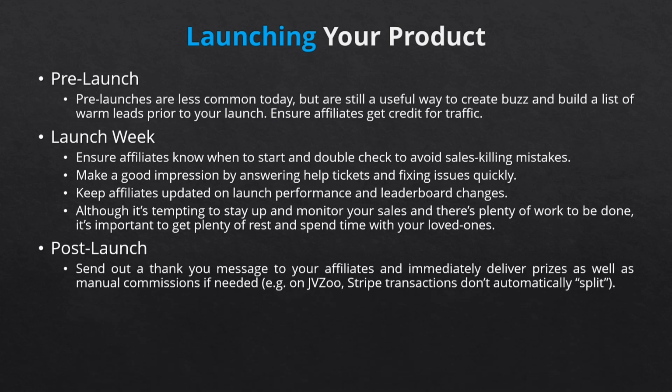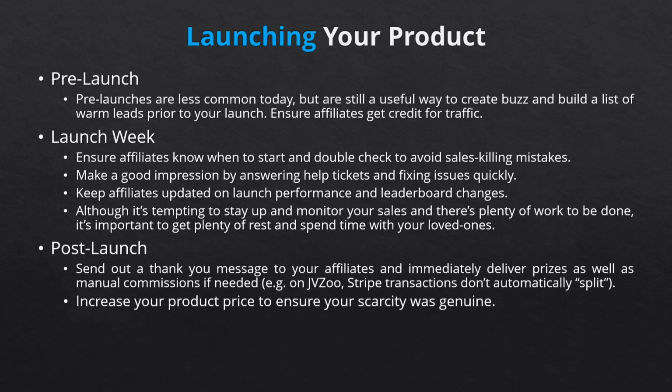Firstly, you need to ensure you send out a big thank you message via email, social media, or video to all your affiliates. It's important to make them feel appreciated since you'll likely be relying on them on the next launch. Then, ensure you pay out or ship off whatever prizes were won by the JVs on your leaderboard. Also make sure you go in and make any manual commission payments you still owe. For example, with JVZoo, your Stripe transactions don't always split automatically, so you have to manually pay affiliates for those sales.